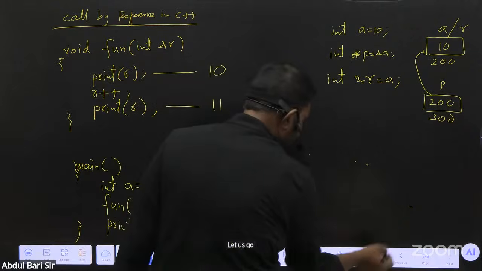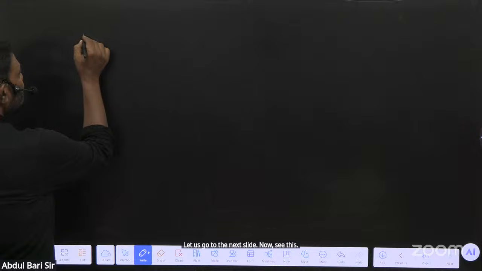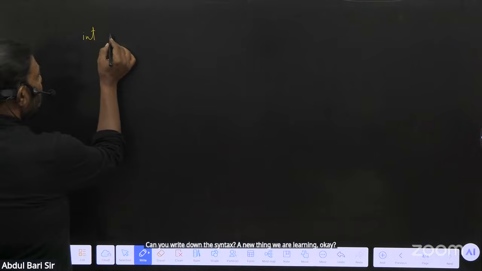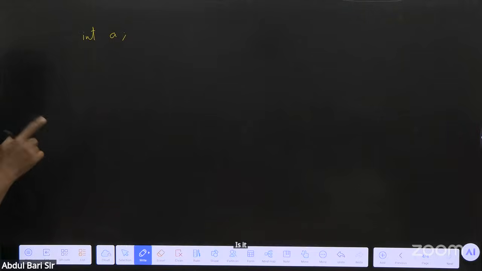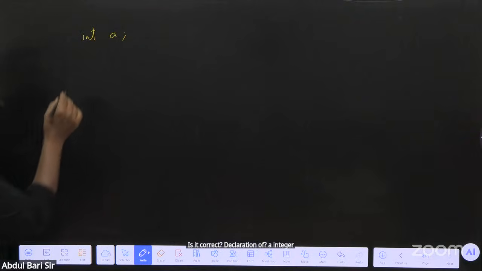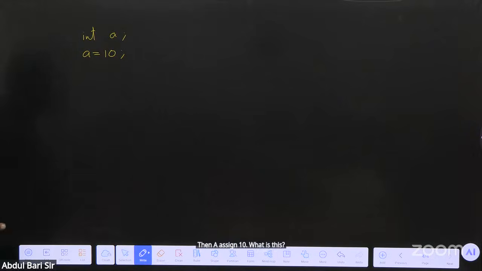Now, let us go to the next slide. Now, see this. Can you write down the syntax? A new thing we are learning. Can you write down a syntax like this? Is it correct? Declaration of an integer type variable a. Then a assigned 10. What is this? Initialization of a.